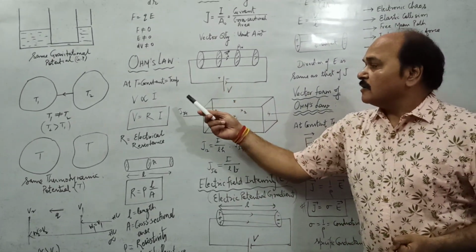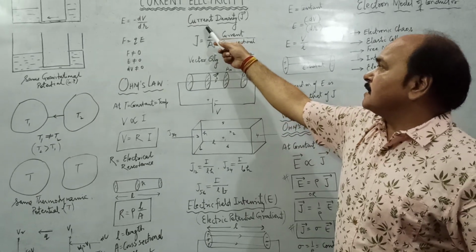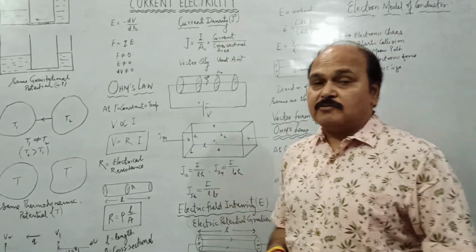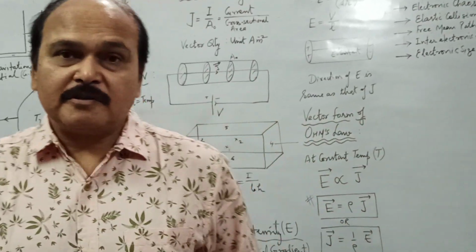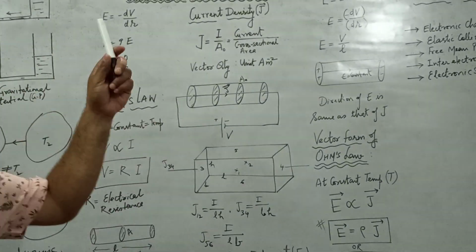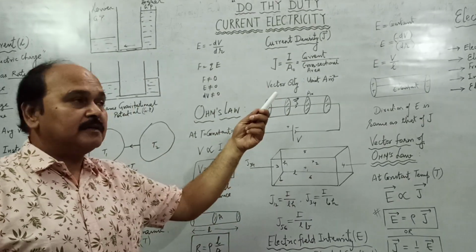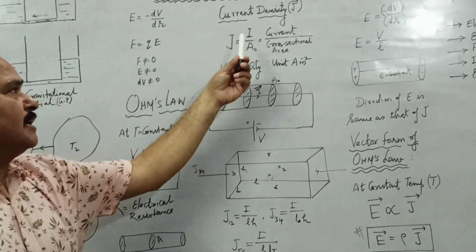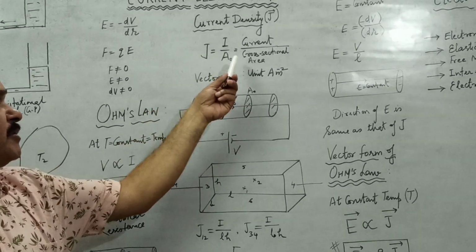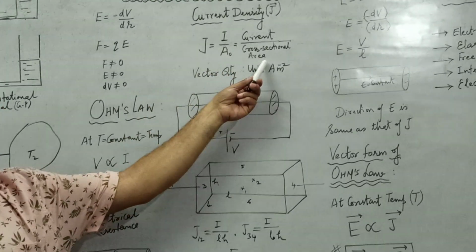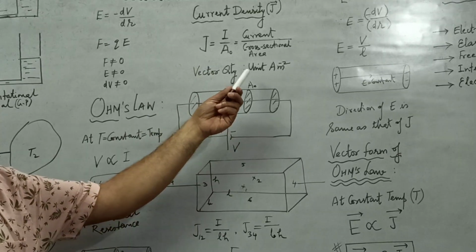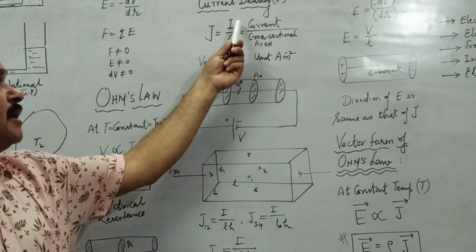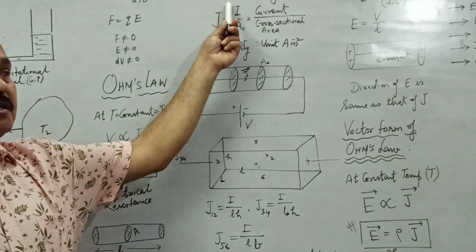Well, now let us discuss current density. Now these are some new definitions which are coming up before you. Whatever we have studied so far, you knew all these points already. Current density is the current flowing per unit cross-sectional area of the conductor. It is a vector quantity, and of course its unit is going to be ampere per meter square, current upon area.